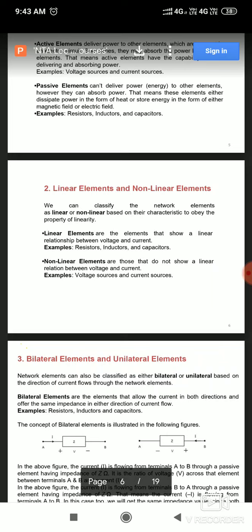Now next one, linear elements and non-linear elements. Linear elements are those elements which show a linear relationship between voltage and current.